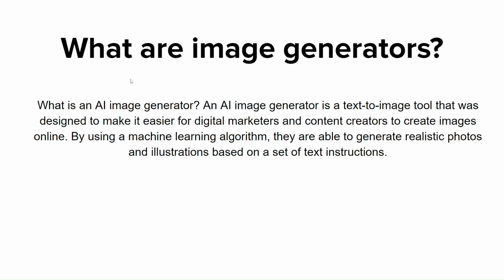So what are image generators? An image generator is a text-to-image tool that was designed to make it easier for digital marketers and content creators to create images online by using a machine learning algorithm, and they're able to generate realistic photos and illustrations based on a set of text instructions. An AI text-to-image generator often uses a machine learning technique called artificial neural networks that can receive input in the form of words, and it then processes it to generate an image. The entire process takes only a few seconds so that you can see the results of your work almost immediately. But before they are reliably deployed, neural networks require a lot of training.